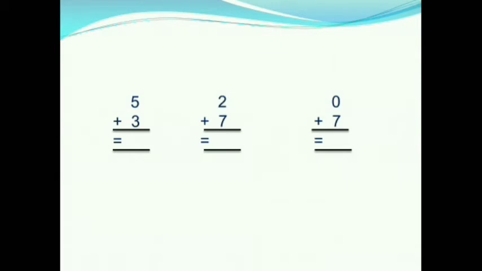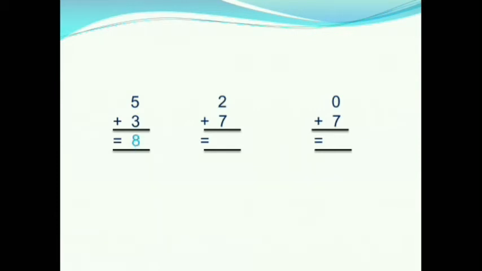Children, see the first question. Now we should add 5 and 3. Which number is bigger? 5 or 3? 5 is bigger. So keep 5 in the mind, 3 in the fingers. After 5, 6, 7, 8. The sum is 8. So we will write 8.